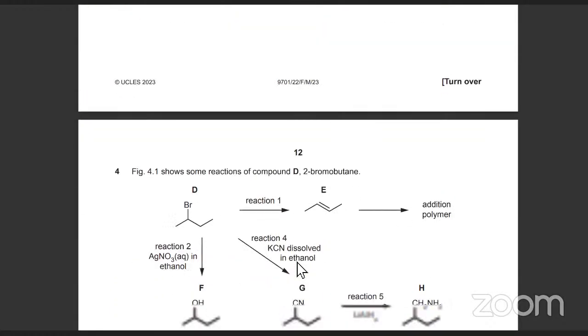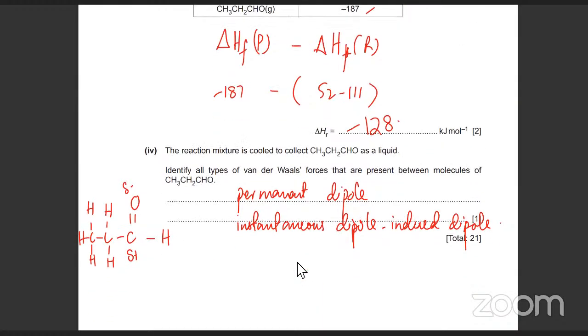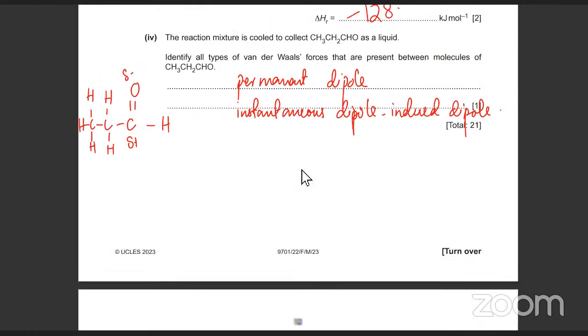Yes, sir. Sir, are permanent dipoles parts of van der Waals? अच्छा यहाँ पे ना, van der Waals usually temporary dipole induced dipoles or instantaneous dipoles are referred to as van der Waals forces. But sometimes van der Waals forces are generally used for intermolecular forces. Oh, okay, sir. So sometimes the word van der Waals is used to describe all types of intermolecular forces. Okay, sir.